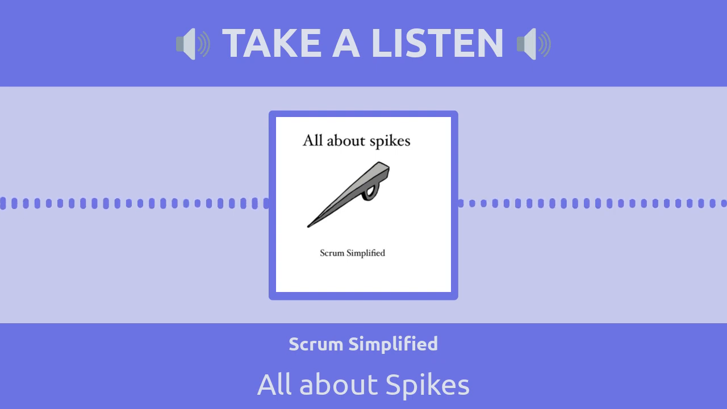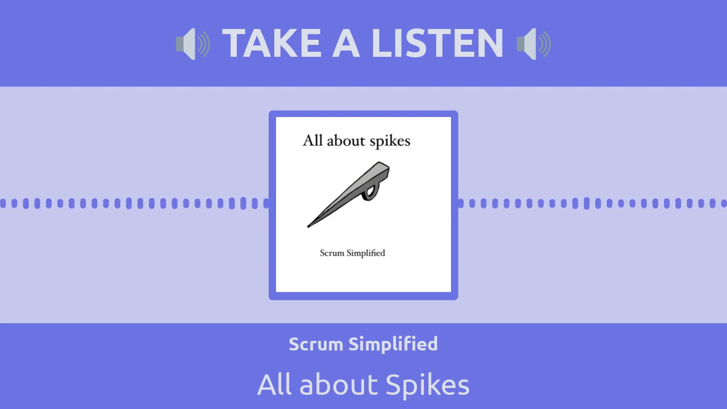Spikes should not be used to deliver working code. I've seen this happen a few times. Now, the goal of a spike is to gain information, and it's not to deliver working code. Usually, any code that was generated as part of a spike is thrown away.